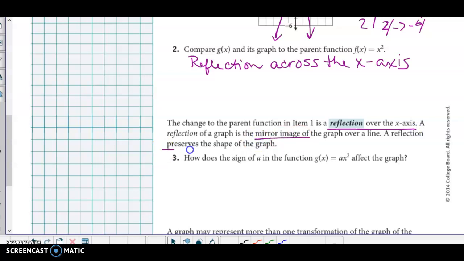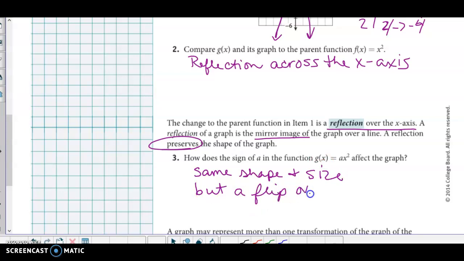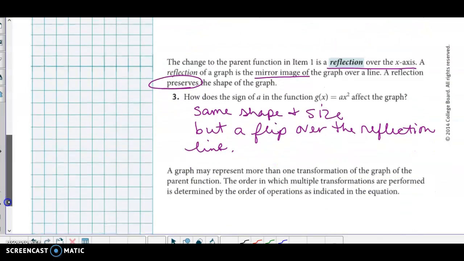And a reflection preserves the shape. So when we talked about a being greater than 1 or a being between 0 and 1, it's not a stretch, it's not a shrink, it's exactly the same, it's just a flip. So how does changing the sign affect the graph? It's going to be the same shape and size, but a flip over the reflection line. And ours, we're going to have the reflection line be that x-axis. When you get into Algebra 2, it'll be a different line.